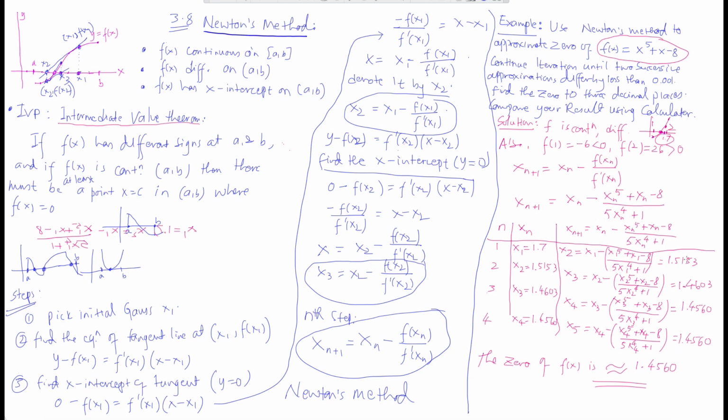Why? Because look at these x values. The x2 was 1.51, right? x3 was 1.46, and x4 is 1.45. Look at this, it is getting close to 1.45. You see that? When I find out x4, it is 1.4560. The question says that you will stop after the difference between two consecutive values is less than 0.001, but we got exactly the same value up to 4 decimal places, so we are okay to stop. So this is the approximated root for the function.